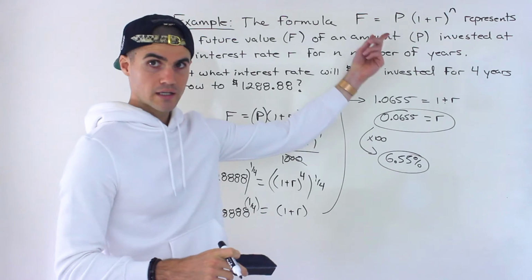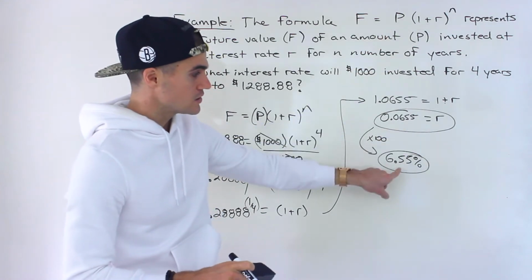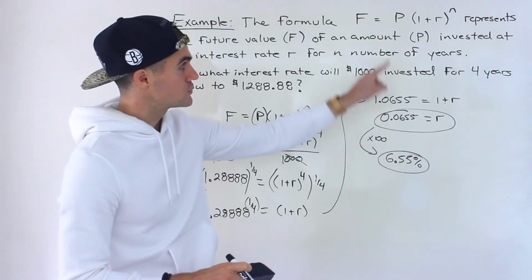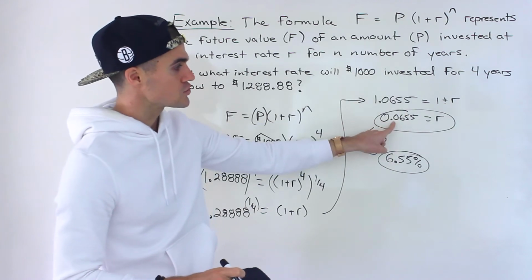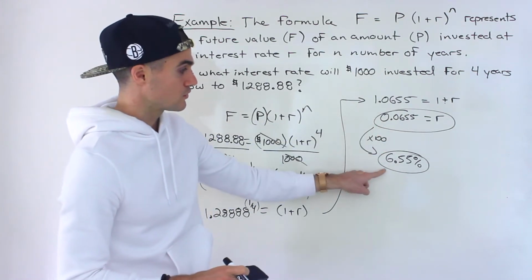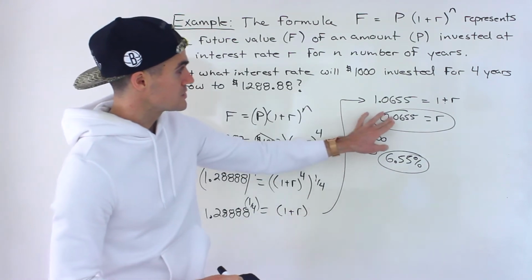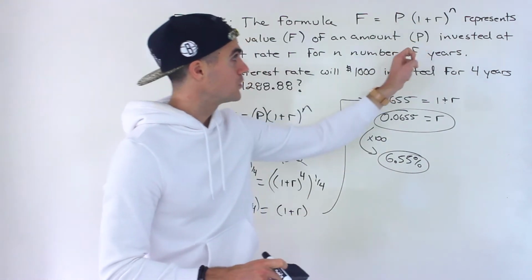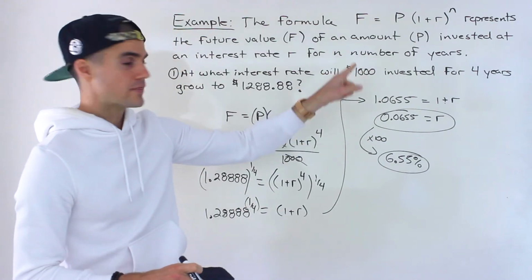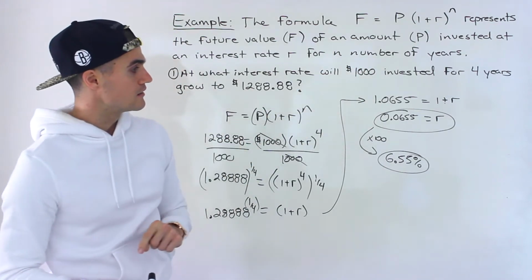Remember, whenever you're plugging the interest rate in, if they give you a percentage, you got to divide it by 100 to convert it to a decimal. Or if you're solving for the interest rate, you're going to get a decimal. And then to convert it to a percentage, you got to multiply it by 100. So you could test this. You could take this, put it in here. N would be 4, P would be 1,000, and see if you get that amount.